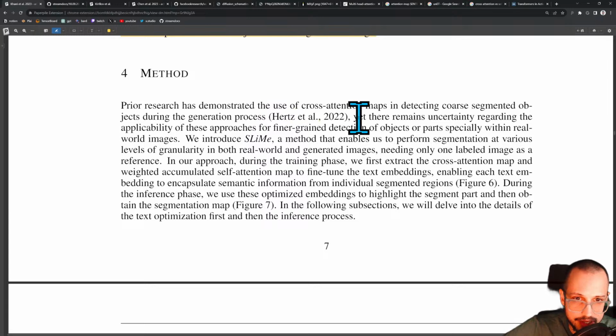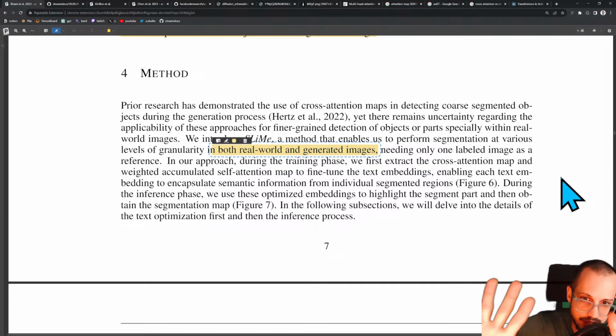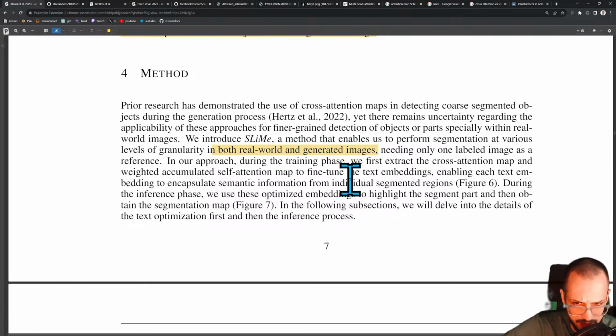Prior research has demonstrated the use of cross-attention maps in detecting coarse objects segmented during the generation process, yet there remains uncertainty regarding the applicability of these approaches for finer-grained detection, especially within real-world images. We introduced SLiME, a method that enables us to perform segmentation at various levels of granularity in both real-world and generated images. So this works in real-world and generated images. Real-world images and generated images, those distributions are starting to kind of converge. So I don't know if that's necessarily an important distinction.